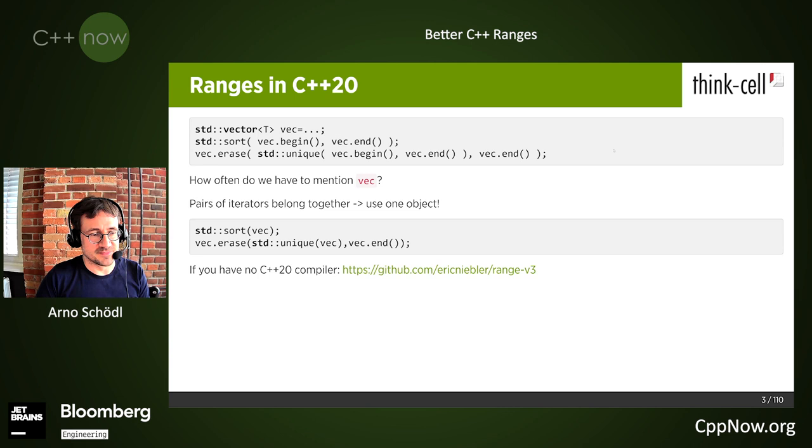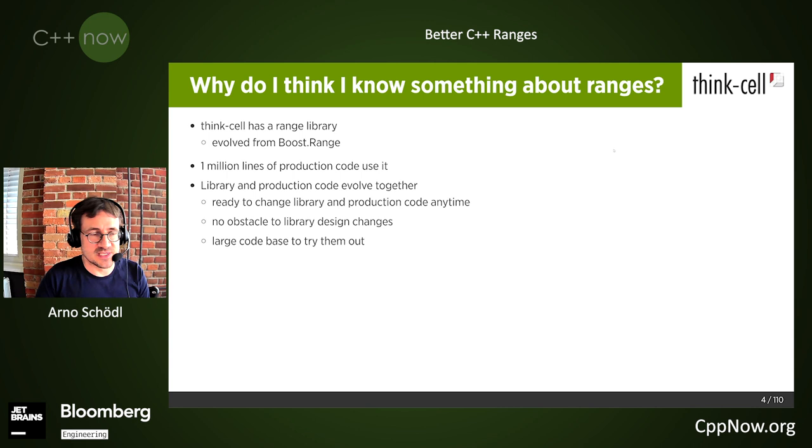All right, why do I think we know something about ranges? As I said already, we have a range library. It evolved 20 years ago from Boost Range, and we have about 1 million lines of production code by now that use that library. And we have a luxury that we have the library and the production code that uses it together in-house. And so these two evolved together.